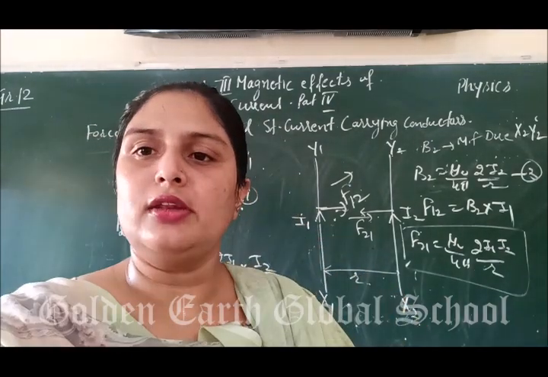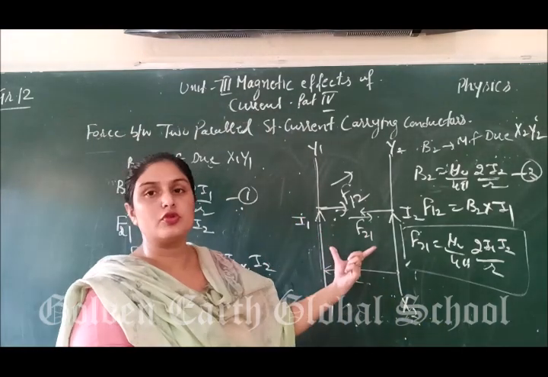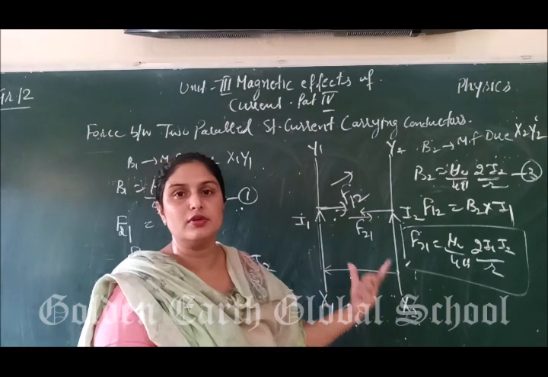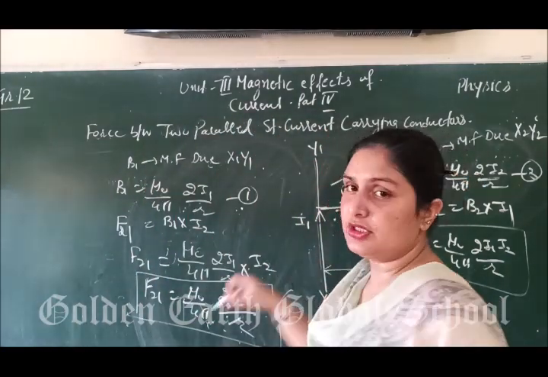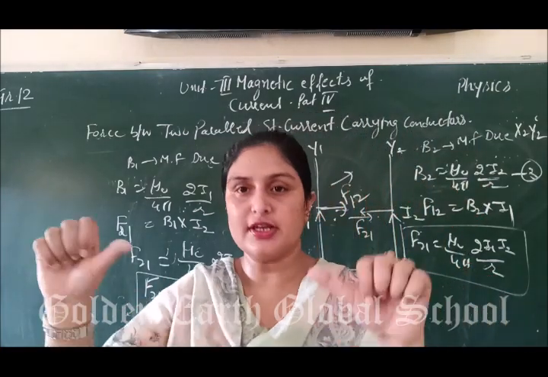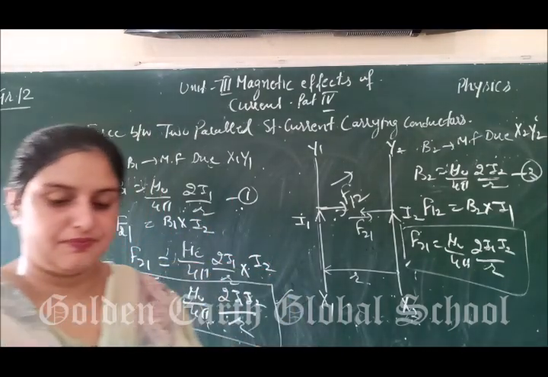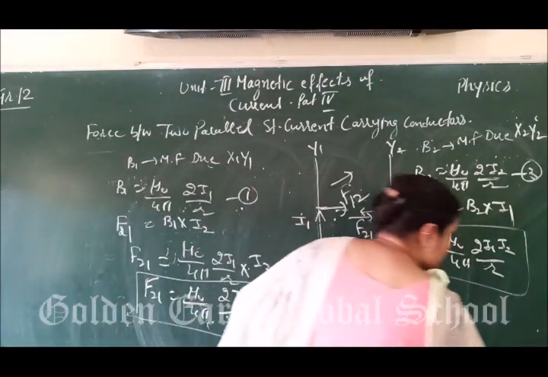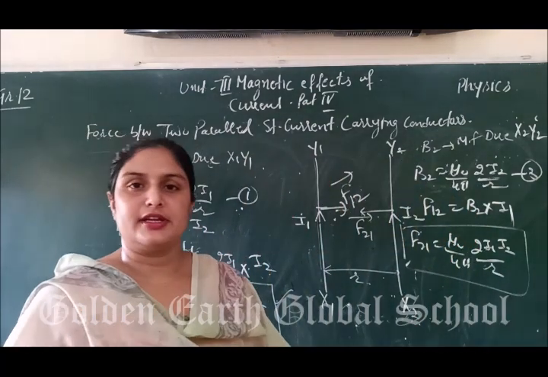So from here you can see that this is the force of attraction. When the current is flowing in the same direction, the conductors are going to attract each other. And if you reverse the direction of the current, then the force will be repulsive in nature. Clear? Now this is all about the force between two current carrying conductors placed inside the magnetic field.